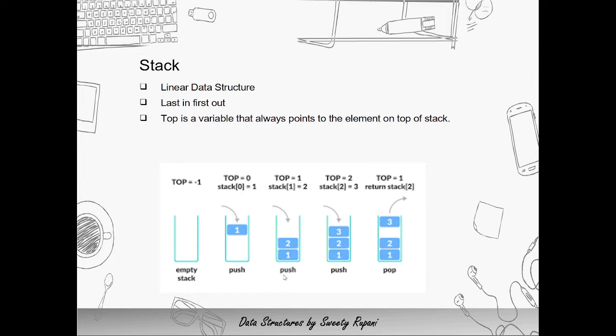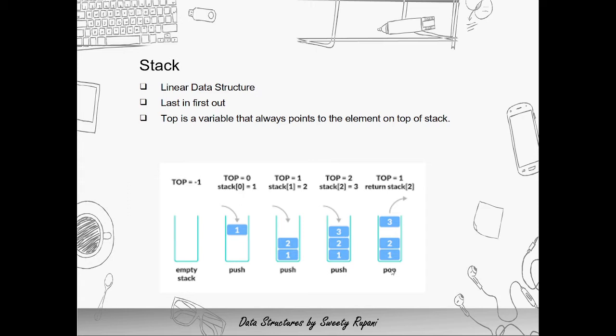Similarly, when we are going for the next push operation, we are pushing a value 2. Before pushing a value, again we have to increment the top variable by 1. After that, we can store our value 2 at location number 1 inside the array stack. Similarly, going for a third push operation, followed by which the last stack shows a pop operation wherein the value at the top of the stack, that is the value 3, would be removed.